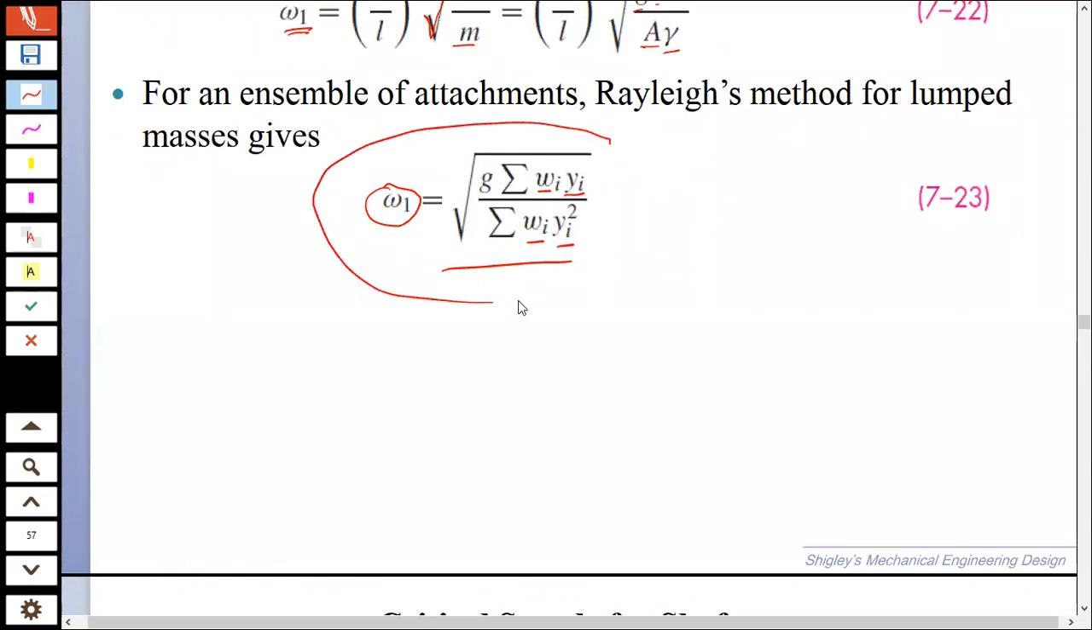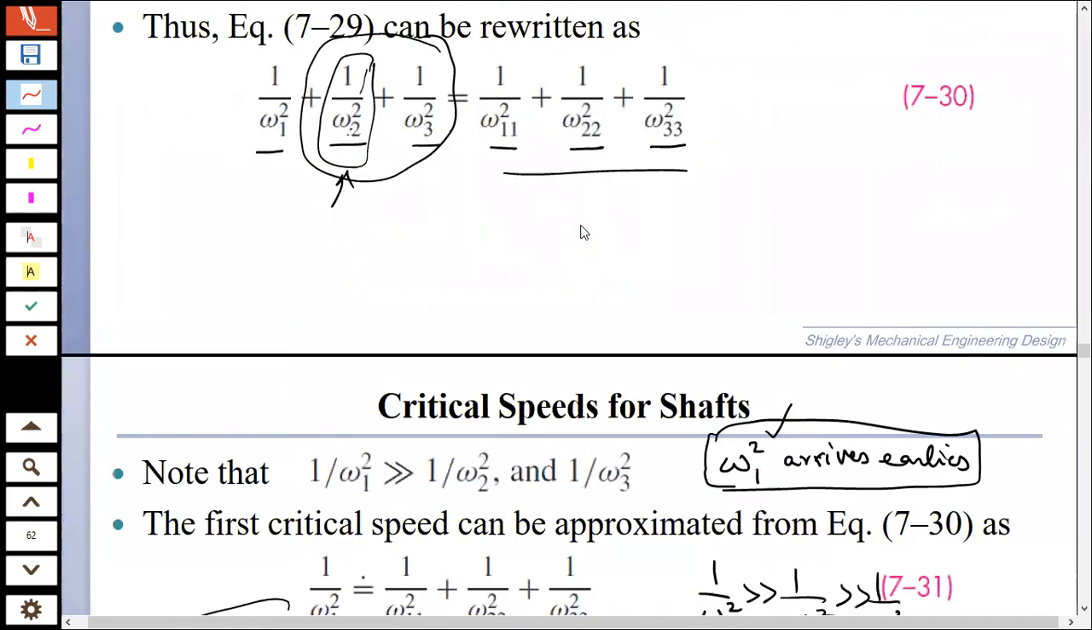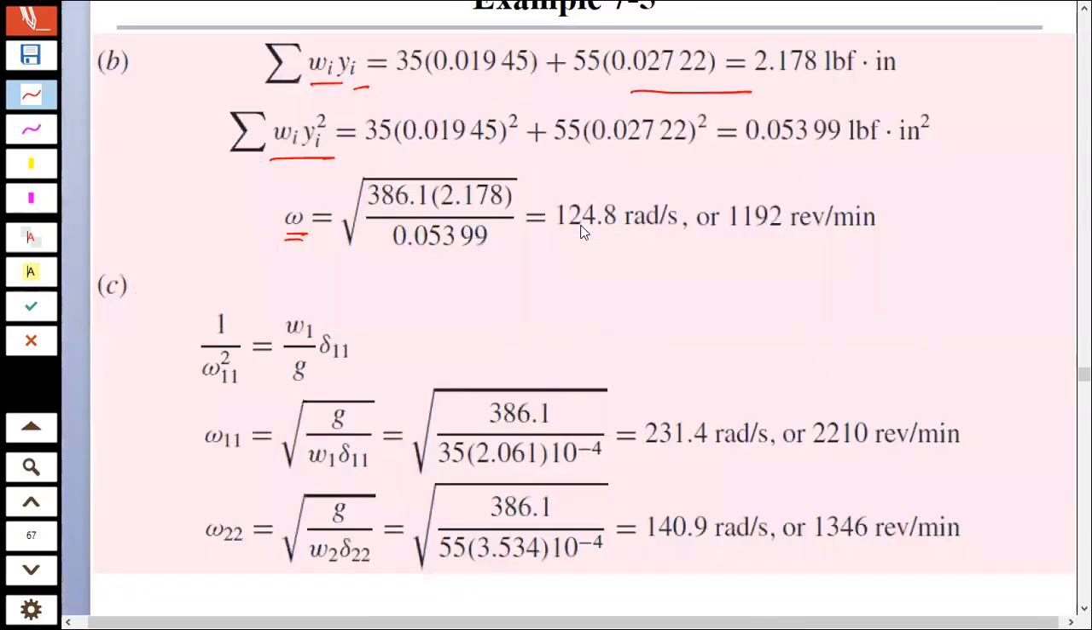It is g times sum of wiyi over sum of wiyi square. So using this equation, you will find out your omega. Okay. So we have our omega, which is 124.8 radians per second or 1192 revolutions per minute. Okay.